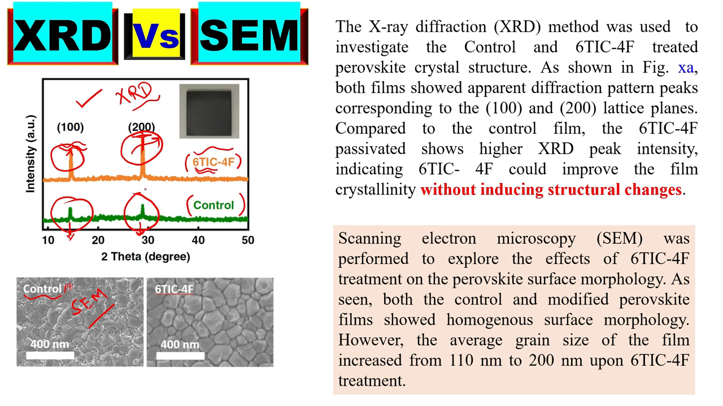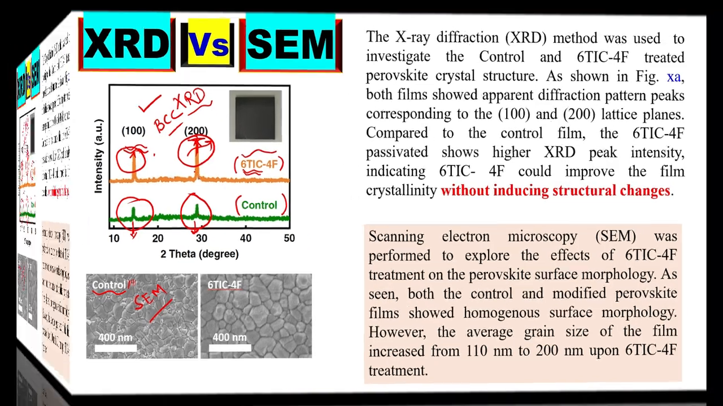For example, if initially it was BCC, it will remain BCC. If initially it was a hexagonal shape, it will be a hexagonal shape. If initially it was a simple cube, it will be a simple cube. This means the crystal structure remains the same, but the crystallinity improved. And how do we know? We know from the peak intensity. When we see an increase in peak intensity, this means the crystallinity increases.